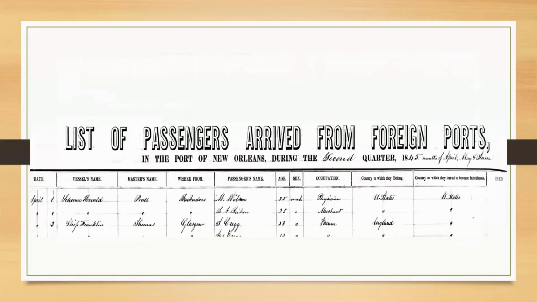So that's a copy. This is an abstract. This is an abstract from the Port of New Orleans during the second quarter of 1845. So if we look here, it starts breaking it down, the dates, the 6 required categories, in addition to, think of it as a very large compilation.